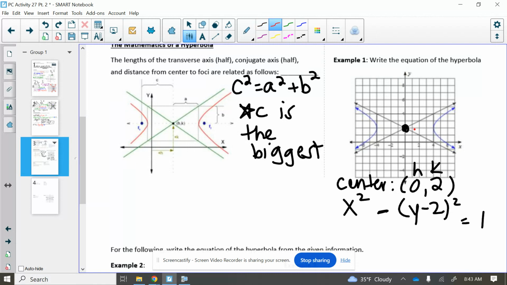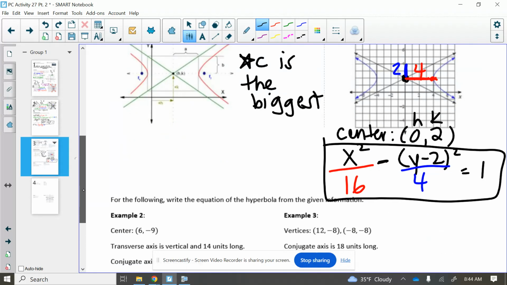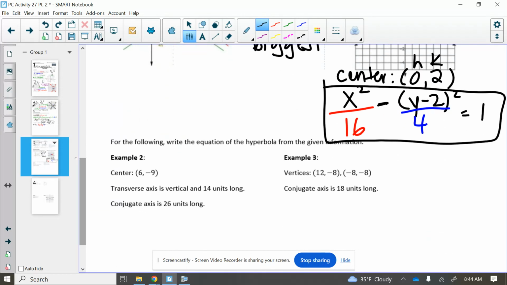Now our a values are the distance from the center to our vertex. So in this case, that is 4 units. So 4 squared is going to go underneath the x. B values, distance from center to co-vertex. 2 would be parameter b. 2 squared is 4. So that would end up being our equation for that graph.